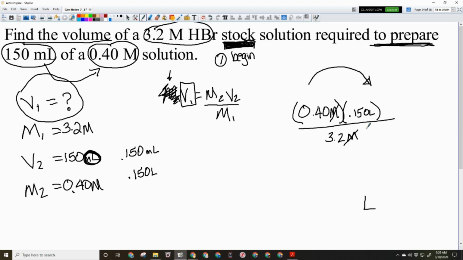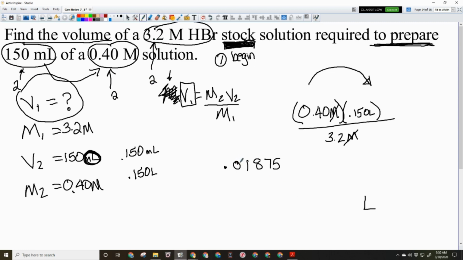All right, so let's go ahead and plug this into your calculators. 0.40 times 0.150 divided by 3.2 is 0.01875. All right, so sig figs, right here is 2 sig figs. Right here is 2 sig figs. Right here is 2 sig figs, so it looks like 2 sig figs.